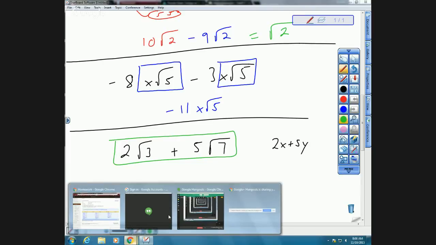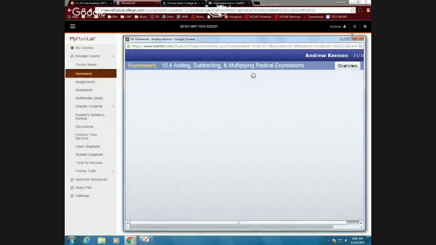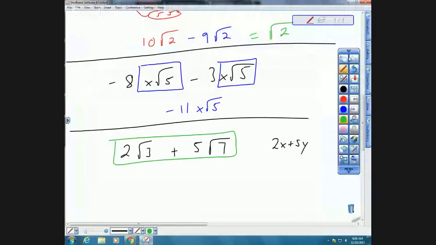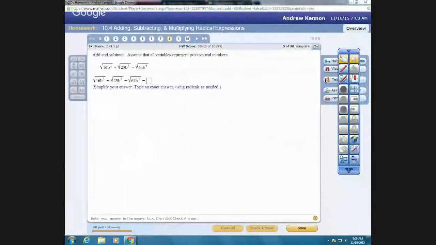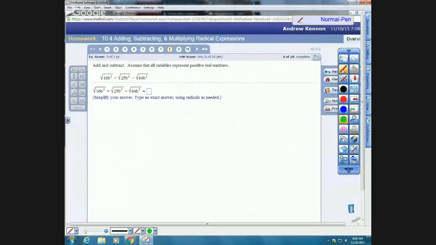Let's go find some tougher ones. All right, so here you have a little bit of a tougher one.